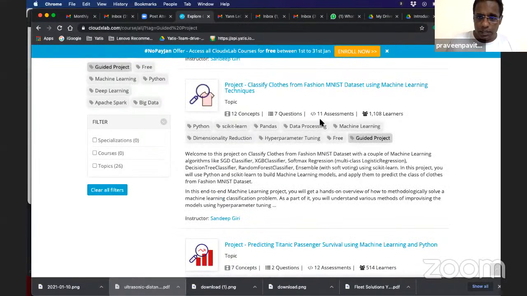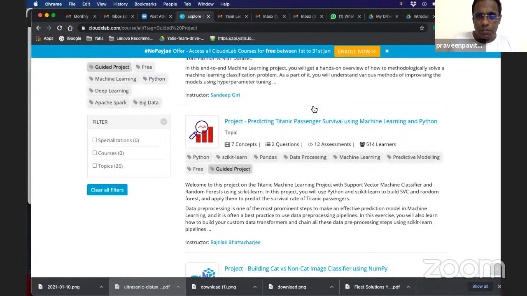This one is about classification. It's a computer vision one. This one is a classic one. It's called predicting Titanic passenger survival. So you give in a bunch of metadata about different passengers, and you have to predict which passenger survived and which passenger didn't.